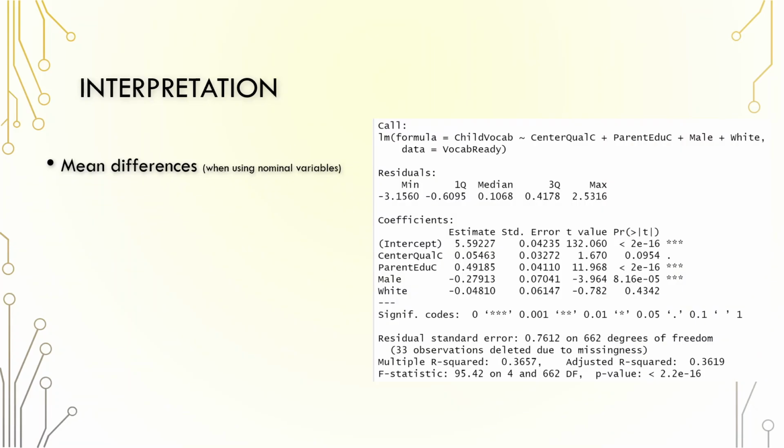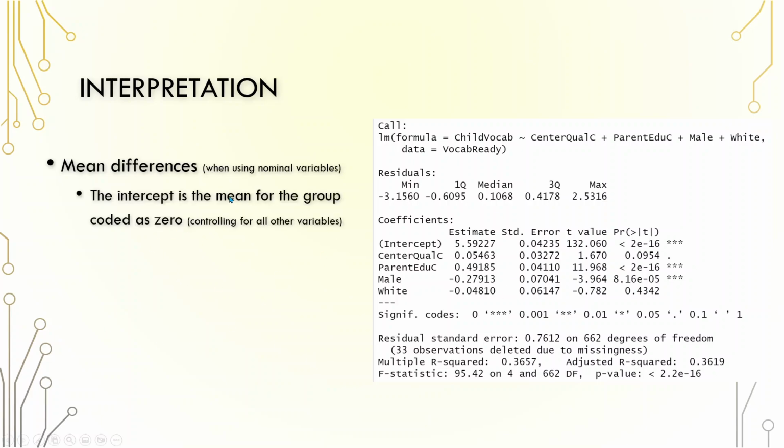So like we've said multiple times, with nominal variables, what we're talking about is mean differences between groups. We're thinking of this very much like an independent samples t-test. So with these nominal variables, that intercept then becomes the mean for the group who is coded as 0.